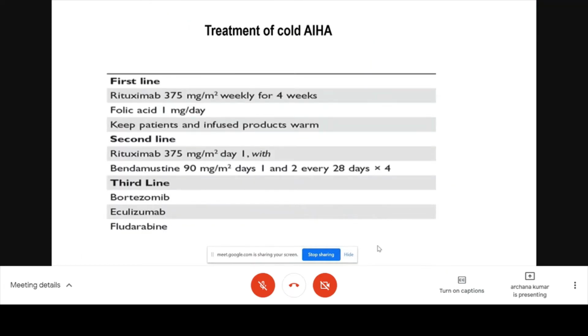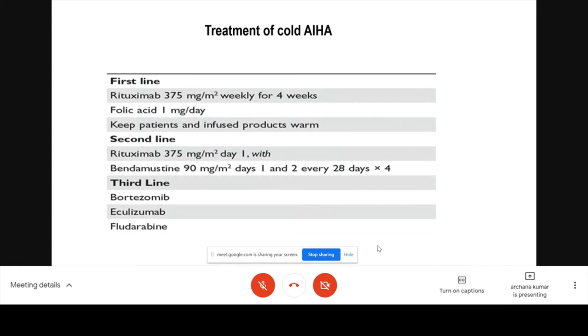Treatment of cold AIHA. The first line therapy here is rituximab, 375 milligram per meter square weekly for 4 weeks. Here, the steroids are not that effective, and rituximab is the first therapy. And of course, folic acid is given to all autoimmune hemolytic anemia. What is very important is that we must keep the patient as well as the infused products warm. If you're giving saline, fluids, blood, they should all be kept warm.